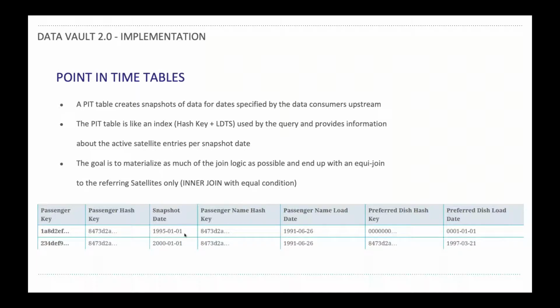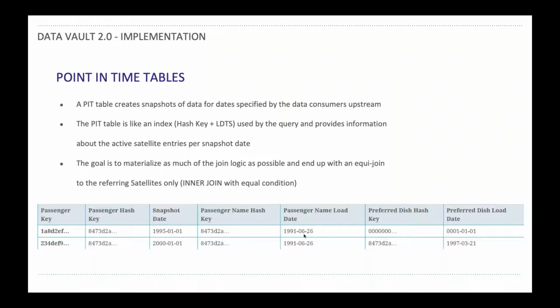And the PIT table, the point in time table, implements this snapshot essentially. The idea is I need to know for a given snapshot, this morning, for example, what was the most recent description of the passenger in all of my satellites. In this case, we've got two satellites here: the passenger name satellite and the preferred dish satellite. So I want to know for the snapshot date of the 1st of January 95, what's the most recent description for passenger with hashkey 84 whatever. What's the most recent description on this particular date for this particular passenger in every satellite?